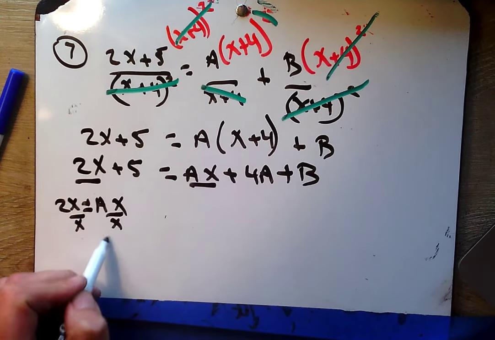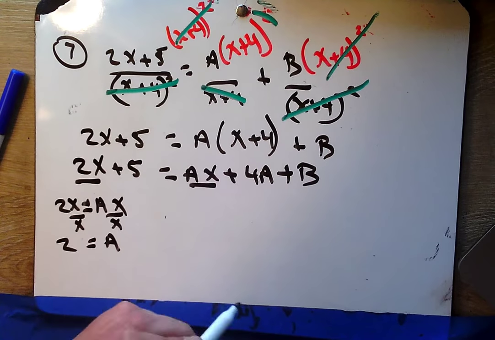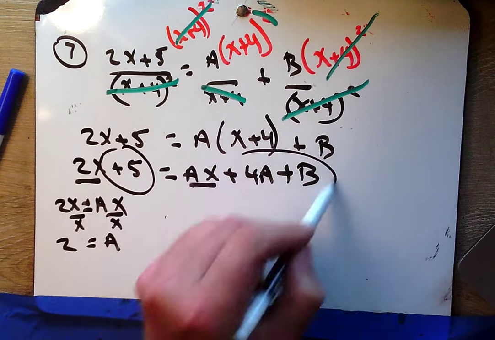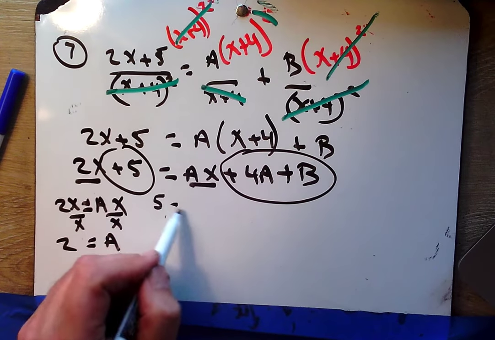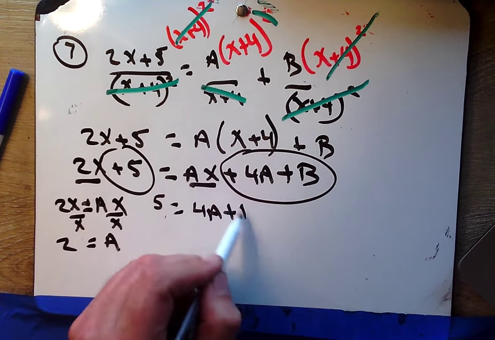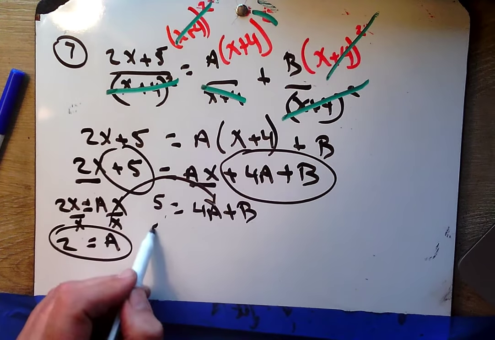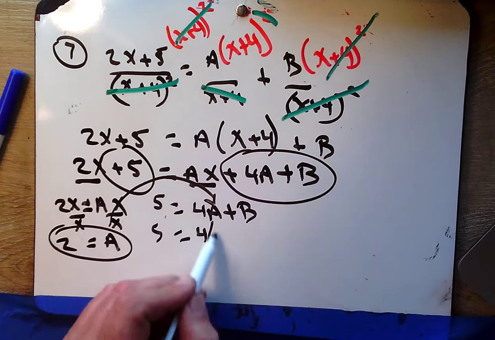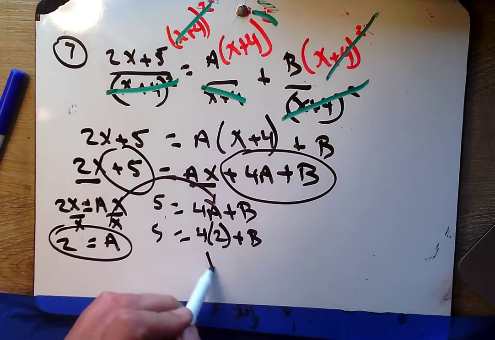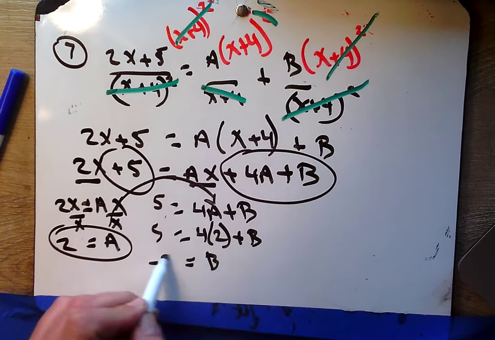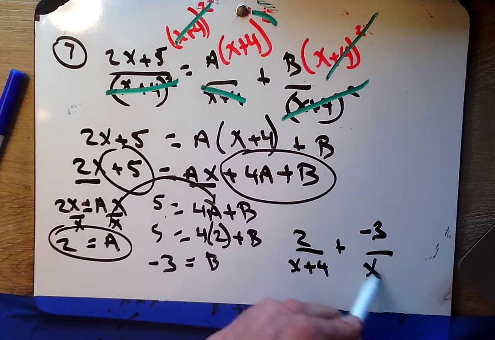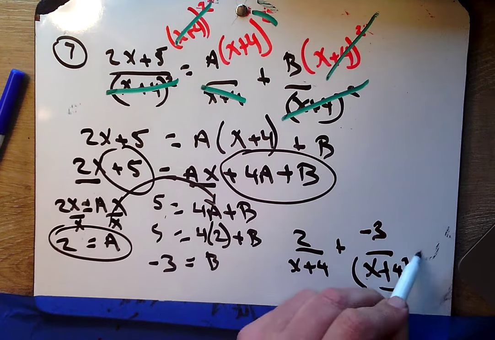When we divide both sides by x, we have a equals 2. If I take the not x stuff and set that equal to each other, and plug my value of a in there, I get that b is negative 3. So my final answer would be 2 over x plus 4 plus a negative 3 over x plus 4 squared.